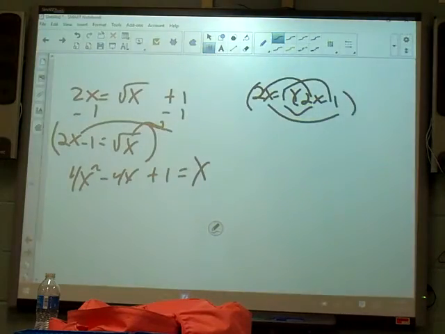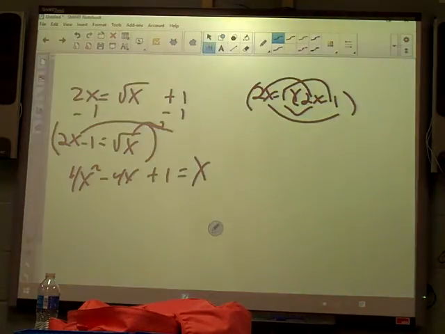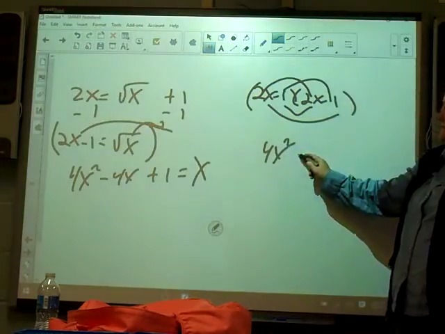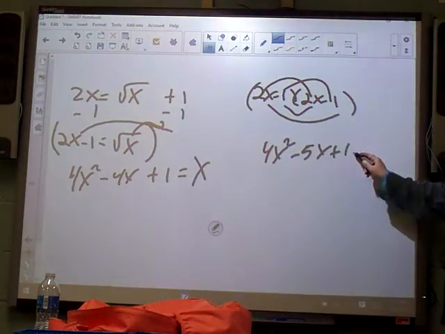So you got your quadratic now, but it's not in standard form. What can I do to get that in standard form? Subtract that x. Negative 4x minus x is negative 5x.